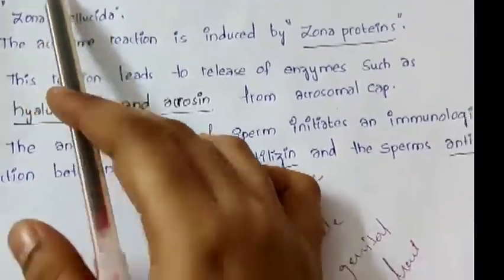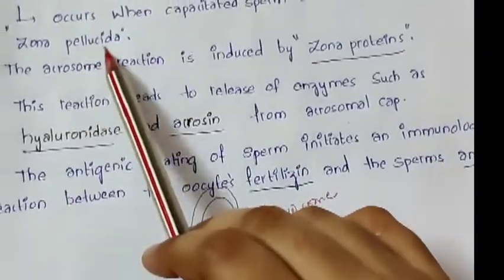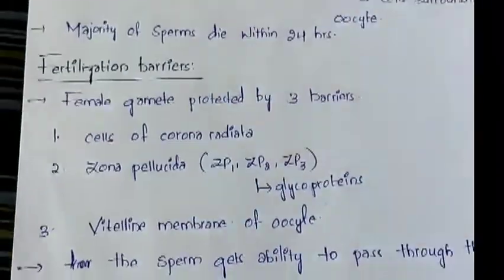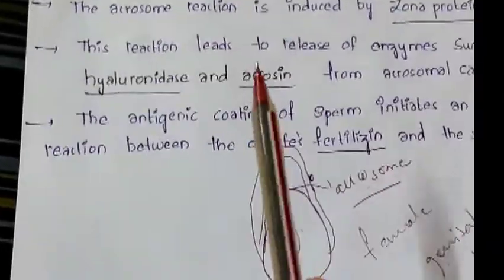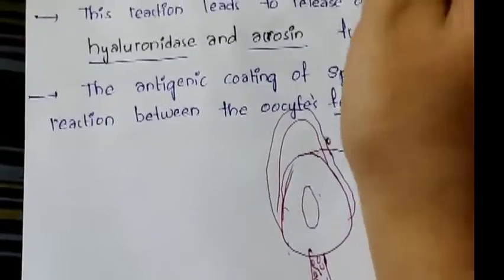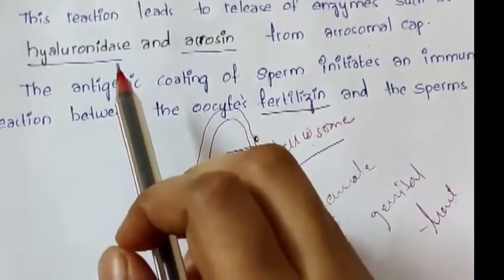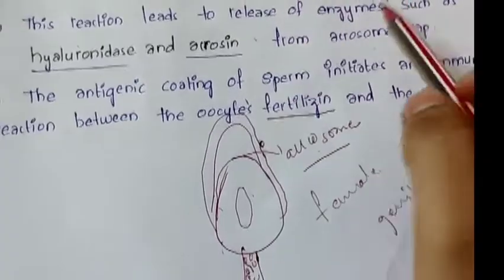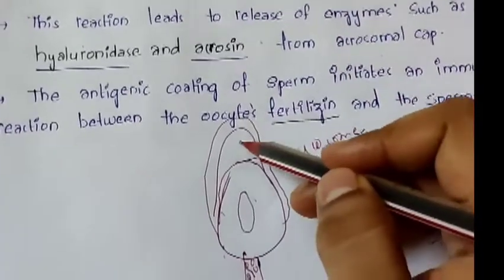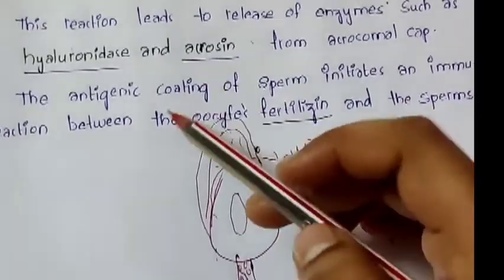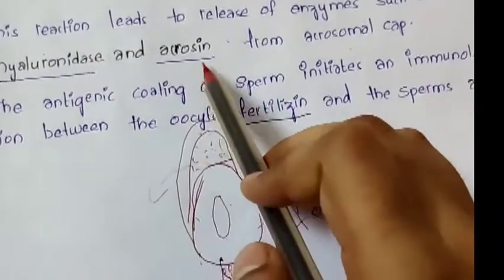Now the acrosome reaction. The acrosome reaction occurs when the capacitated sperm comes in contact with the zona pellucida. What is the zona pellucida? It is a barrier of the female gamete. So when the capacitated sperm comes in contact with the zona pellucida, it leads to the acrosomal reaction. This reaction leads to release of enzymes such as hyaluronidase and acrosin from the acrosomal cap. The acrosomal cap contains a number of enzymes.